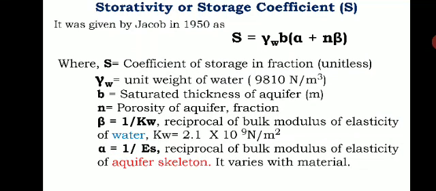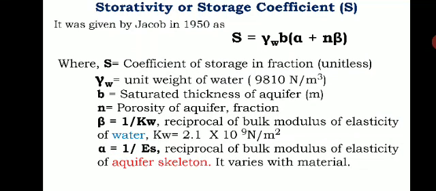Here alpha is 1 upon Es, that is the reciprocal of the bulk modulus of elasticity of aquifer skeleton. So it varies with the material, it is not constant. Like the kW value is constant for water, that is 2.1 into 10 raised to 9 Newton per meter square. But Es doesn't have any single value because it varies with the material.